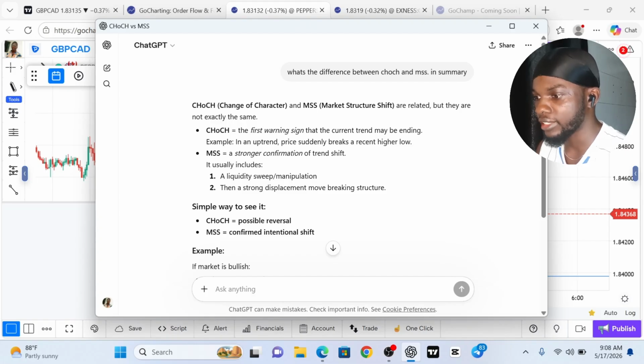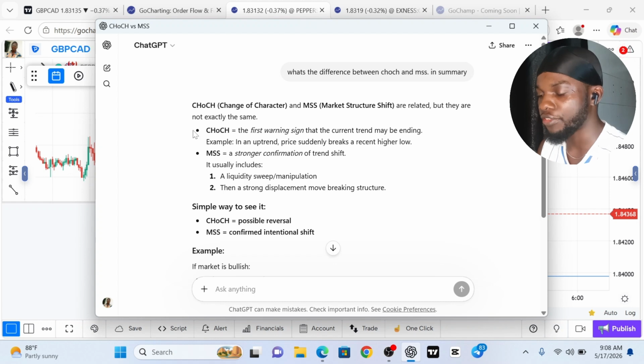Change of character is the first warning sign that the current trend may be ending. Let's forget about the example. Then MSS is a stronger confirmation of trend shift. So that is how I use both of them.